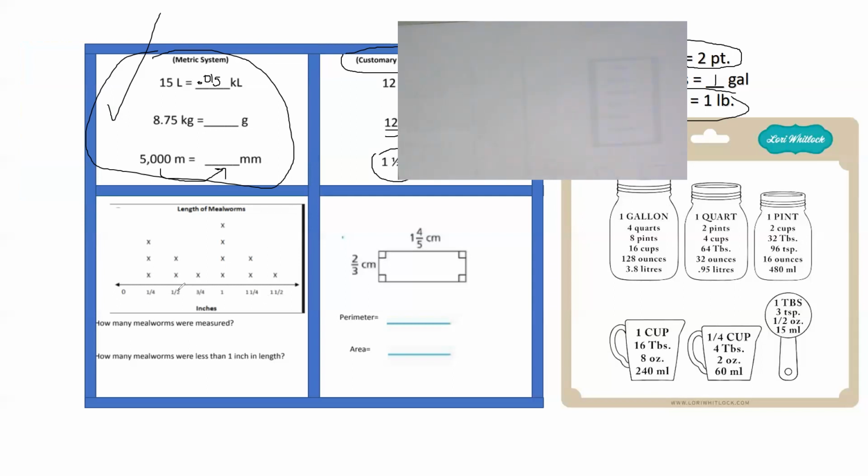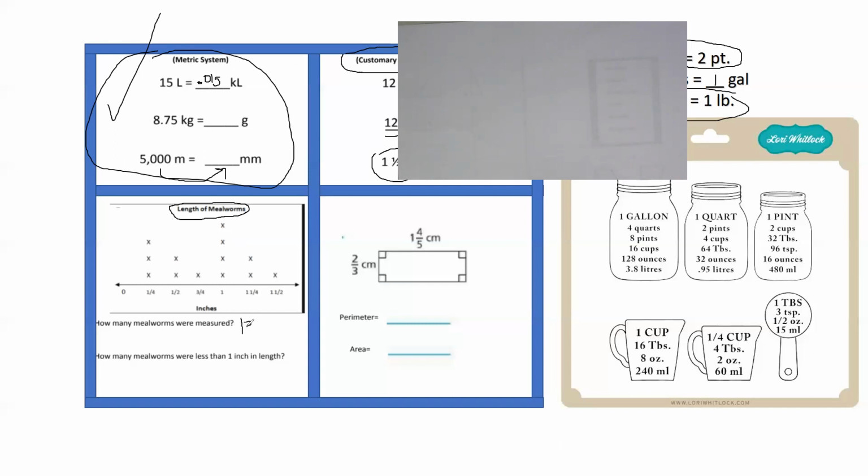All right, let's go down here. So we have length of mealworms, and we have to try to interpret this graph. How many mealworms were measured? Well, how do I figure that out? Oh, each x equals a mealworm. 1, 2, 3, 4, 5, 6, 7, 8, 9, 10, 11, 12, 13.